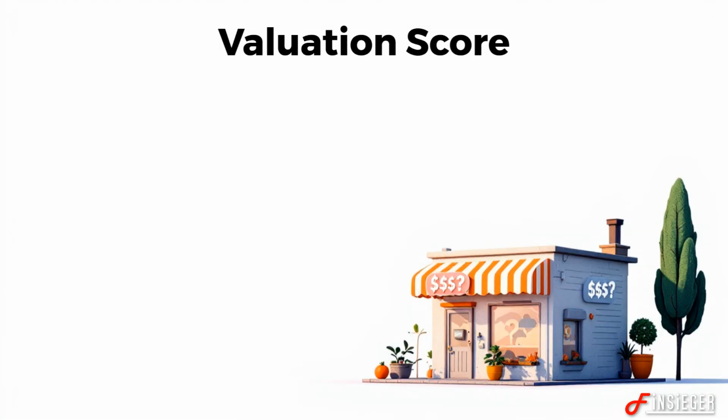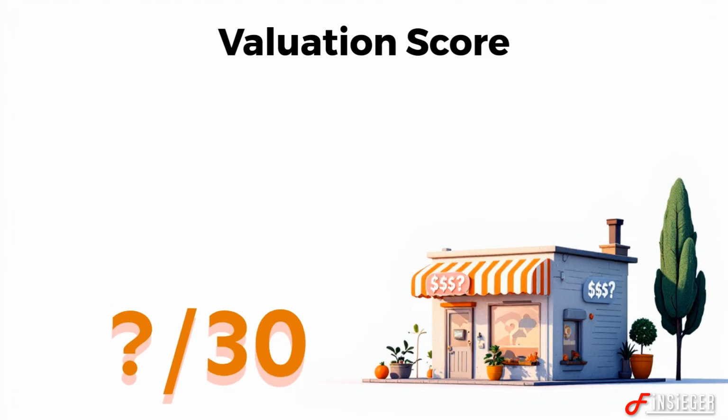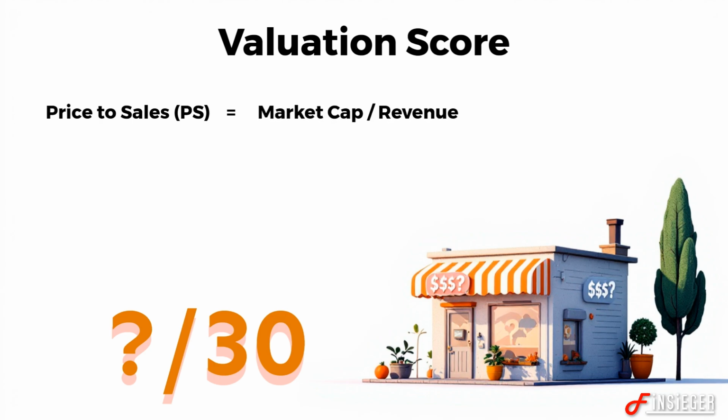And finally, valuation, which has the highest weight of score, that is out of 30. There are 3 important aspects that are checked to determine valuation score. First is price to sales. Undervalued stocks have price to sales lower than 5, which is calculated as market cap divided by revenue.